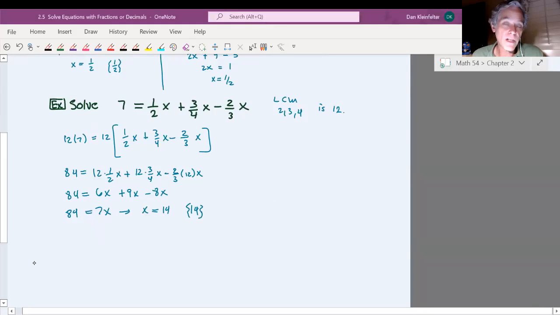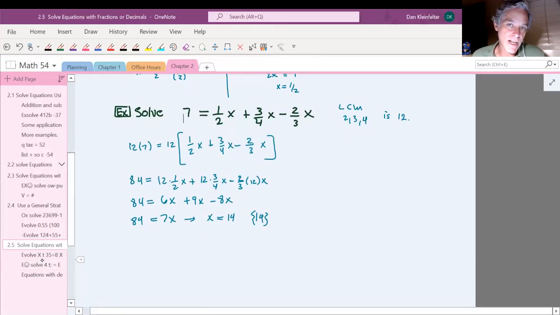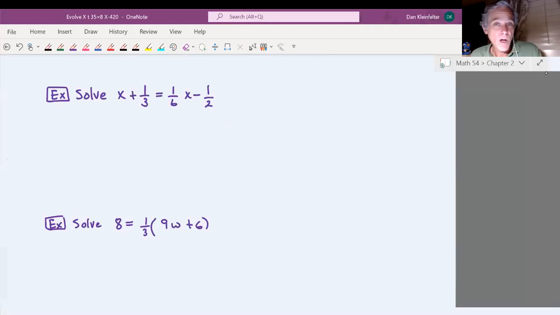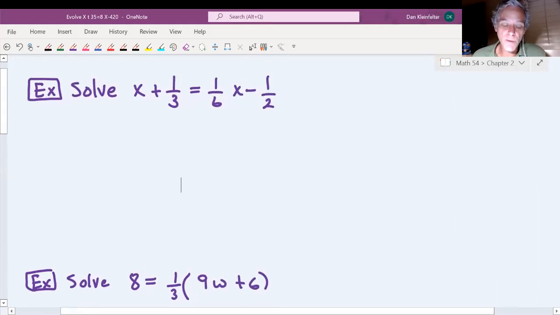We saw that we could basically just multiply both sides by whatever the LCM of those denominators is, and that will make it so those fractions will go away. All right, that's the main idea for this section. We just need to try it a few more times.